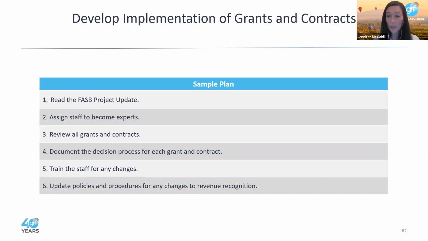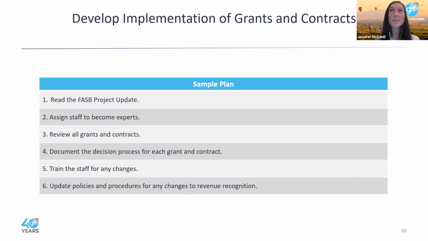Number four is, once again, by far the most important: the documentation of all of this. We've walked into a lot of organizations that say, yes, I've adopted it, and then we have no documentation to say how they've adopted it, or what they've changed, or what they haven't changed because it's immaterial. That's fine too. If you did make that determination, absolutely fine. We just need it documented. So I think that's pretty important.